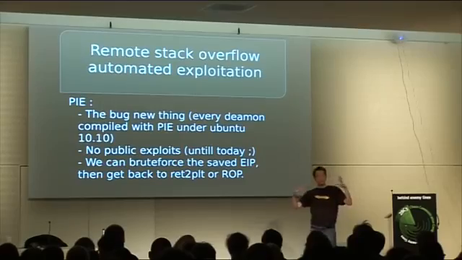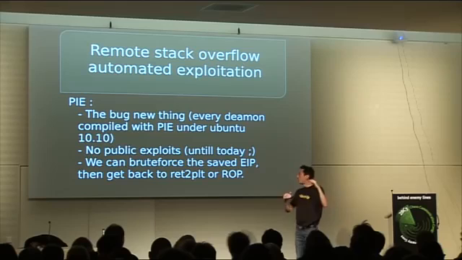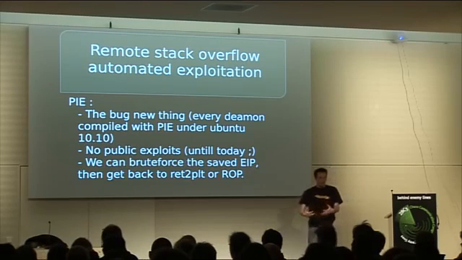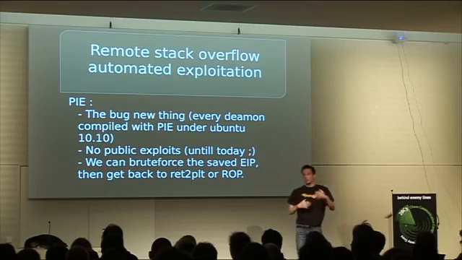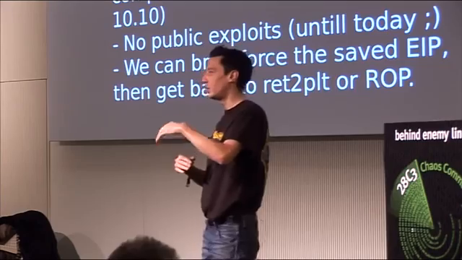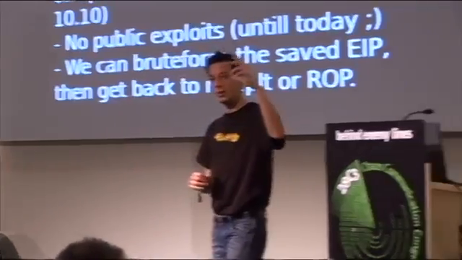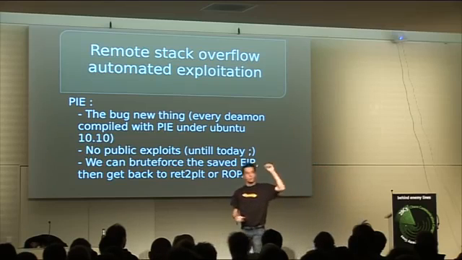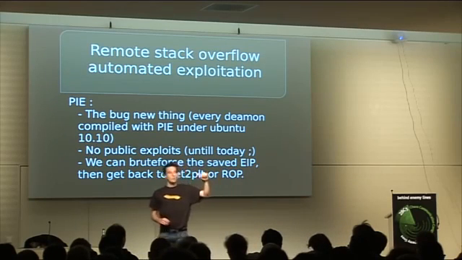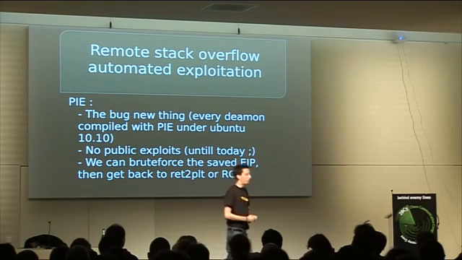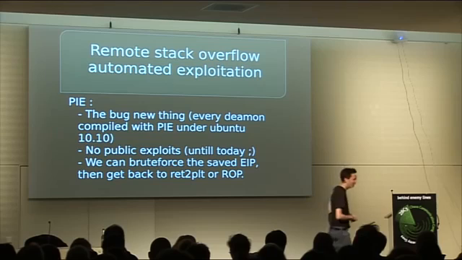Even if you have randomization, and you don't have PIE, in case of stack overflows you can find ROP gadgets, for instance, inside the main executable because the PLT is going to be at a static location. So if you want to do return to PLT or if you want to do ROP, you can find your gadgets at known locations. Yes?